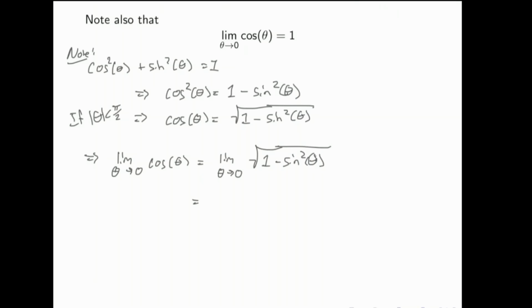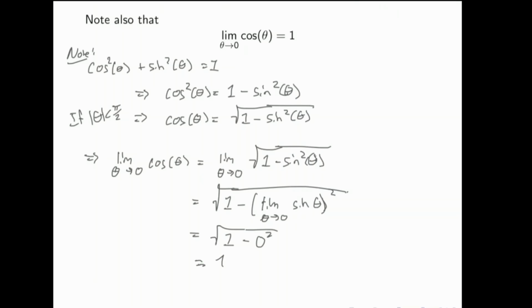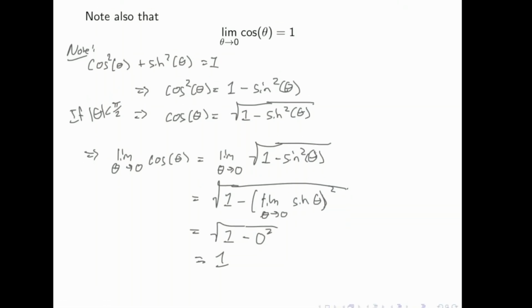But I have that polynomials are continuous and root functions are continuous. So I can plug this limit in. So this is going to be the same as the square root of 1 minus the limit as theta goes to 0 of sine of theta, squared, which is just the square root of 1 minus 0 squared, which is just 1. And now that's a verification that the limit as theta goes to 0 of cosine of theta is 1. So cosine is continuous at 0.